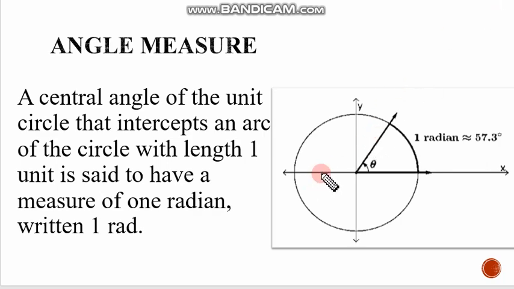A central angle of the unit circle that intercepts an arc of the circle with length 1 unit is said to have a measure of 1 radian, written as 1 rad. 1 radian is equivalent to approximately 57.3 degrees.